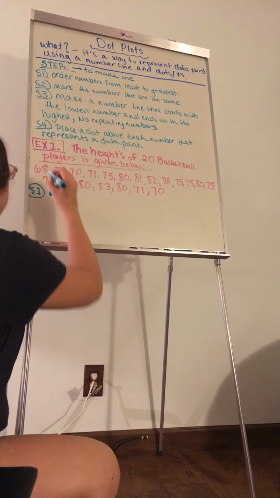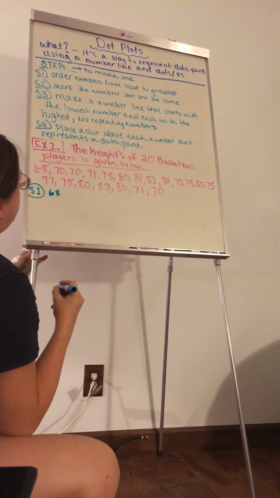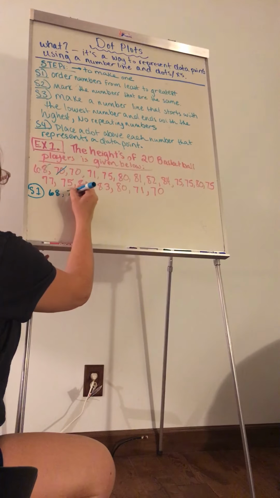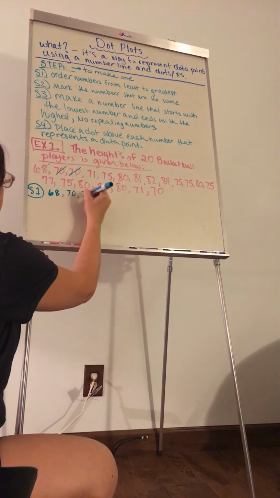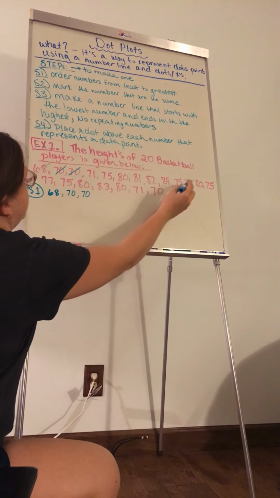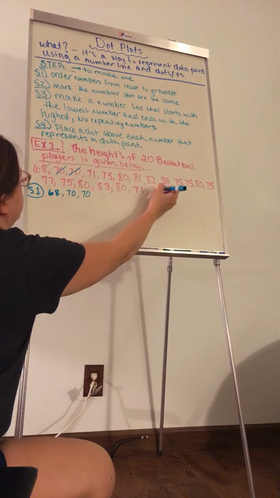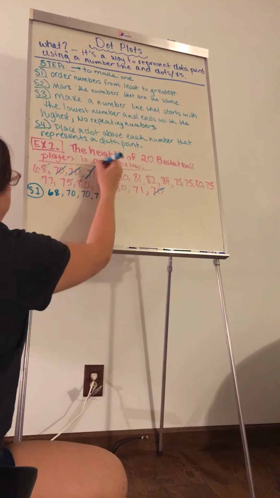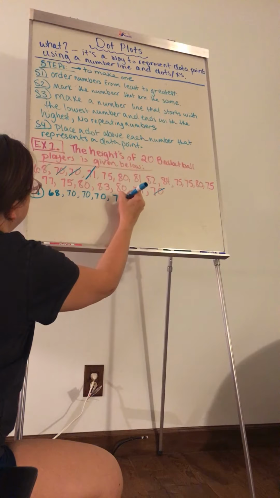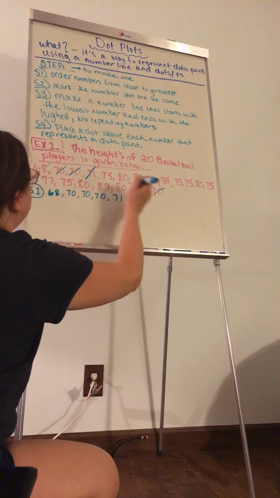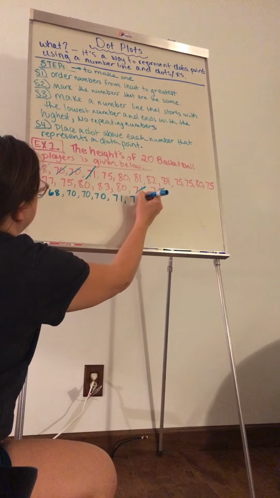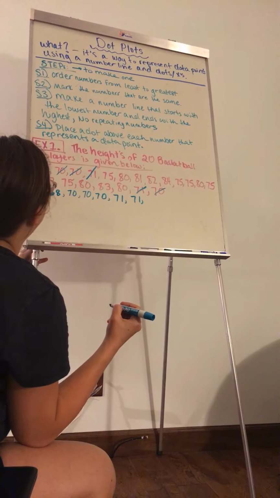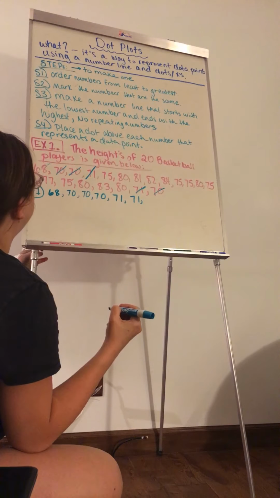Okay, and mark it out. And then, do I have 69? No, I don't. I have 70. 70 again. See if there's any more 70s. Yep, one more 70. Okay, and then 71. And 71 again. Okay. 72, I don't see any 72, 73, nope, 74, 75.